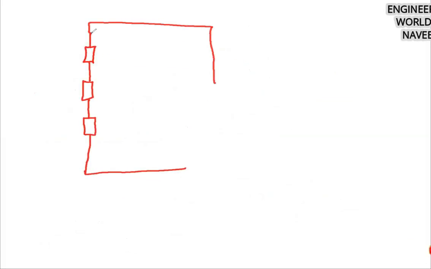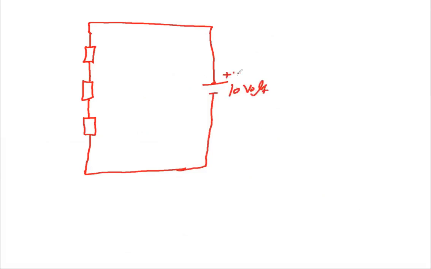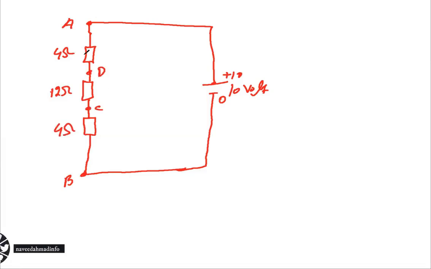So let's say you have 3 resistances, okay? And here I am going to supply 10 volt. It means here I get plus 10 volt, and here I will get 0 volt. What will be the voltage at point A, and what will be the voltage at point B? Let's say this resistance is 4 ohm, this resistance is 12 ohm, and this resistance is also 4 ohm. So what will be the potential at A, B, C, and D?